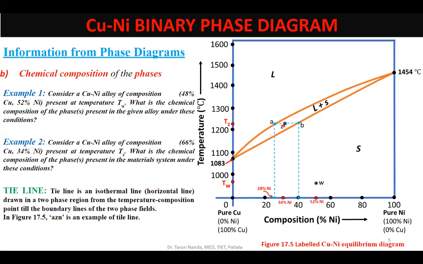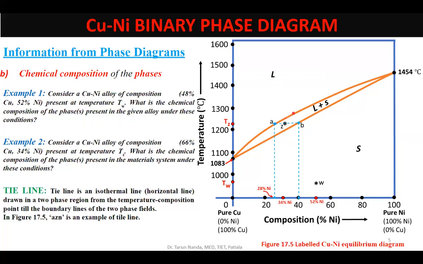And what's a tie line? See, this is the temperature composition point. Start drawing lines across this point, an isothermal line, and keep on drawing it till it cuts a two-phase boundary. So here you cut this two-phase boundary, the solidus line, and here you cut this boundary.